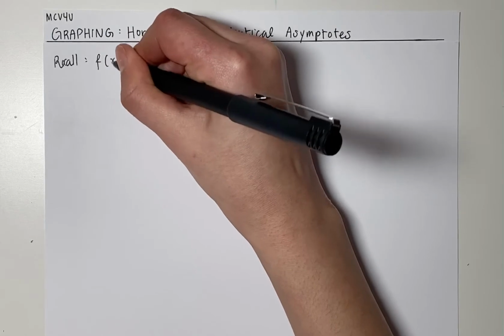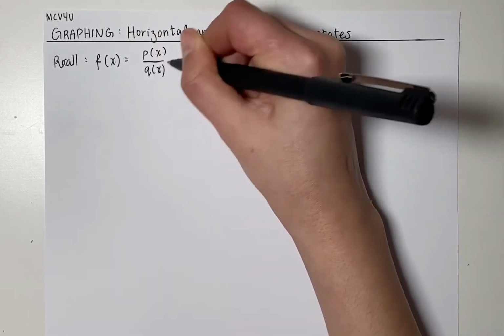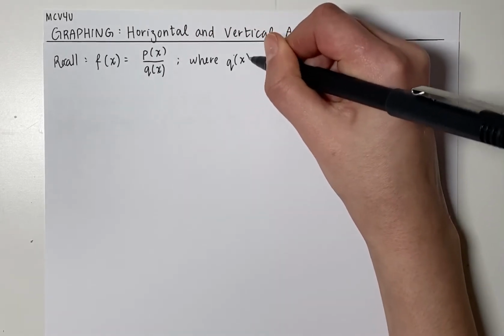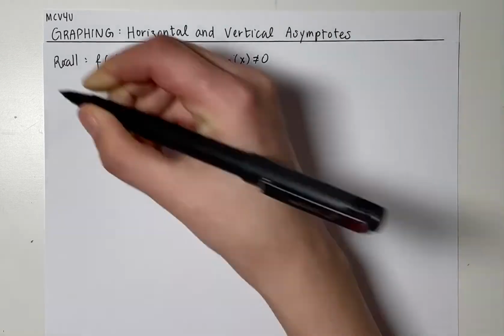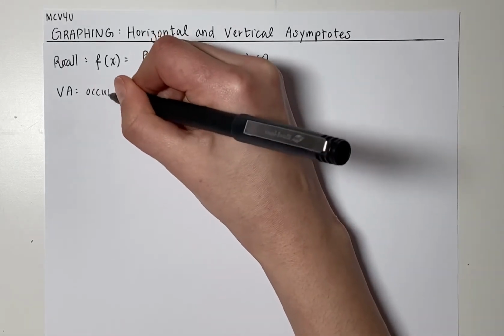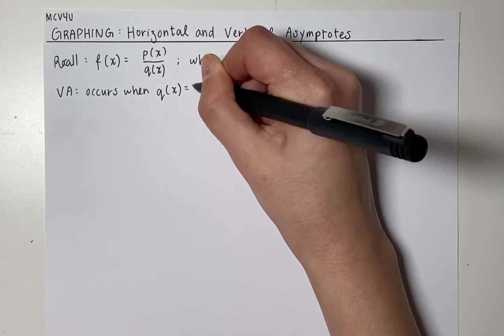If we have our function f(x) = p(x) over q(x), where our q(x), which is our denominator, does not equal 0, our vertical asymptote, I'll just use VA to denote it, occurs when our q(x) equals 0.